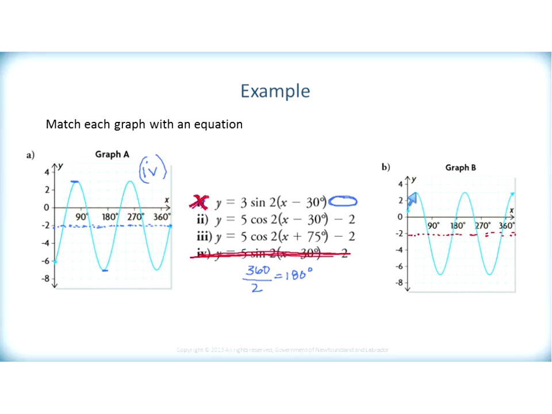Now, here it goes from 30 degrees right to 210. The period goes from 30 degrees to 210 for our period. So let's calculate what the period of this function will be, and that will be 360 divided by 2, since b is 2, which will give us 180 degrees, which this function went from 30 degrees to 210, which is 180 degrees as well. And so we have graph B will be equation number 2.